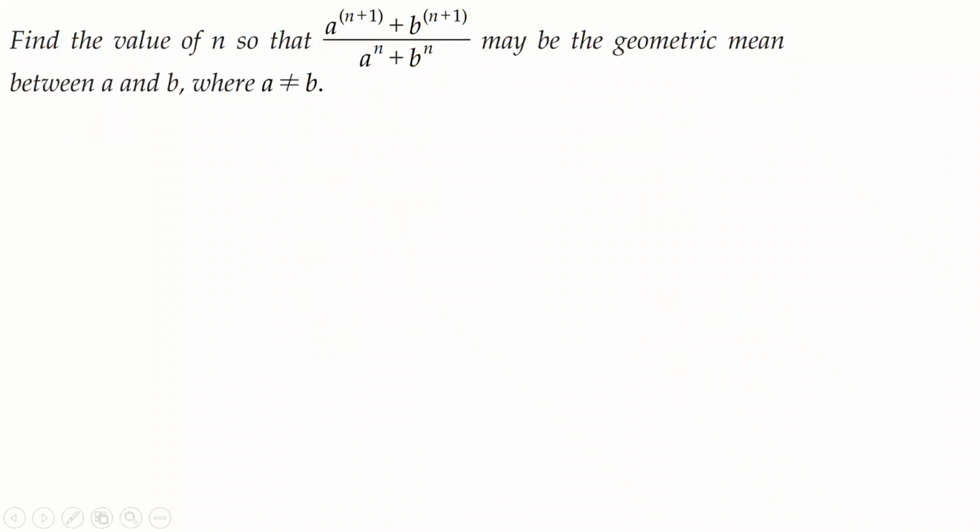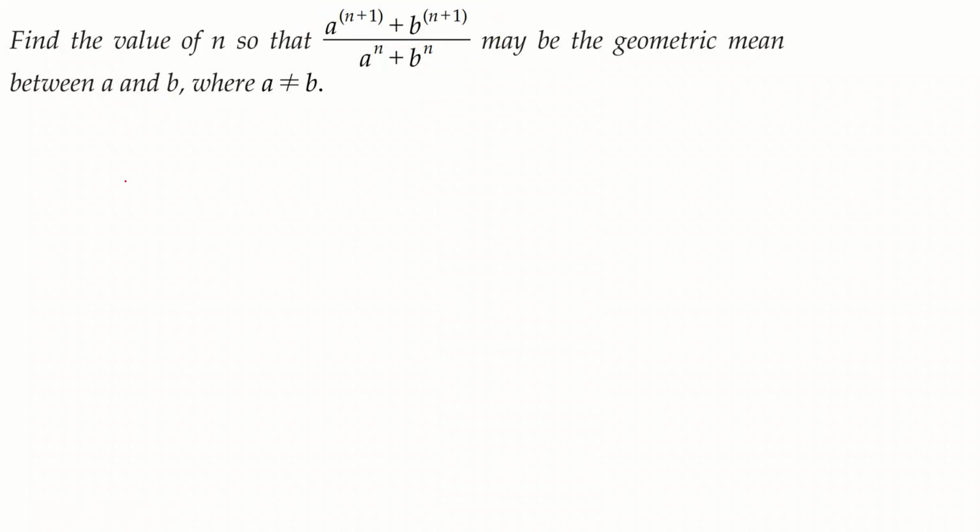Next question: find the value of n so that (a^(n+1) + b^(n+1)) / (a^n + b^n) is the geometric mean between a and b. We have to find such a value of n so that this big expression becomes the geometric mean of a and b. So that means we have to form an equation.